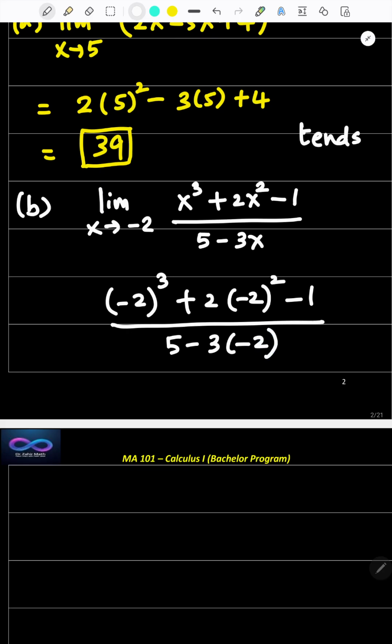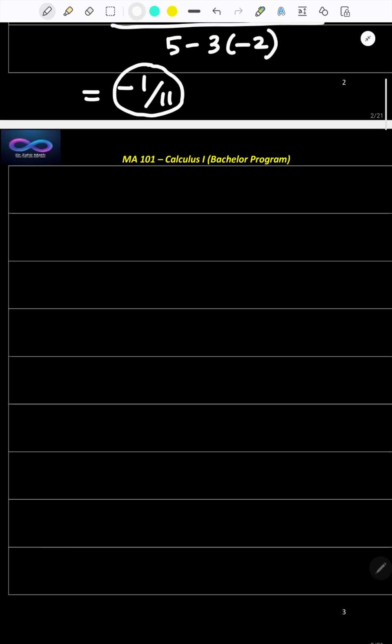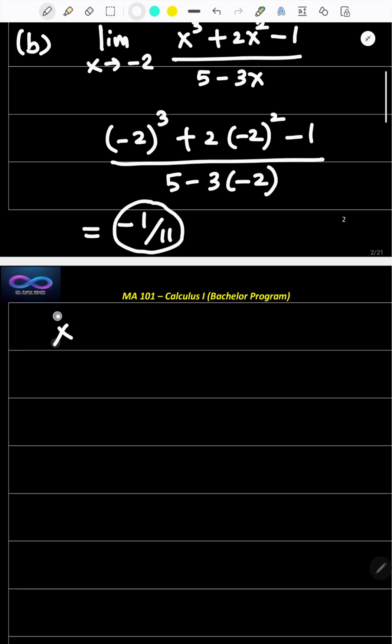Let me take the calculator, press the fraction mode, and then type minus 2 the whole cube plus 2 times minus 2 the whole square minus 1, divided by 5 minus 3 times minus 2, which is equal to, I'm getting minus 1 divided by 11. So easy. Every time remember, just put the values in the calculator.